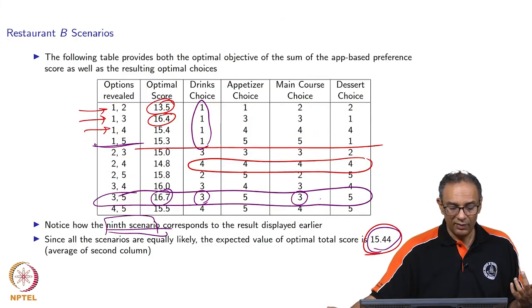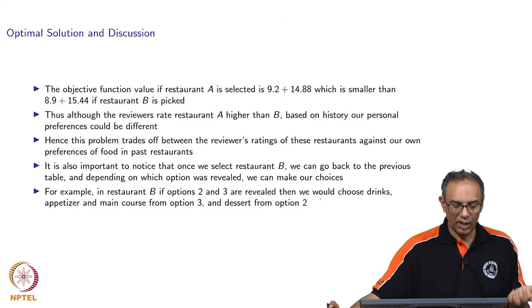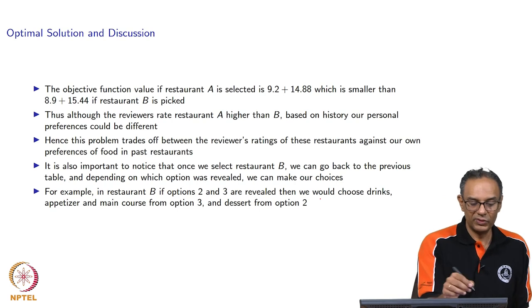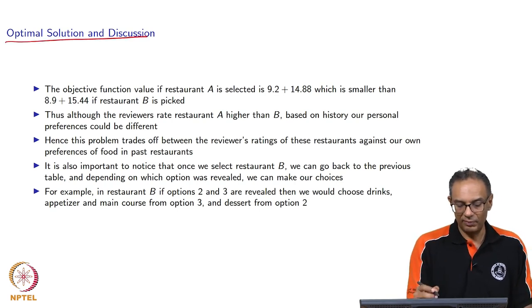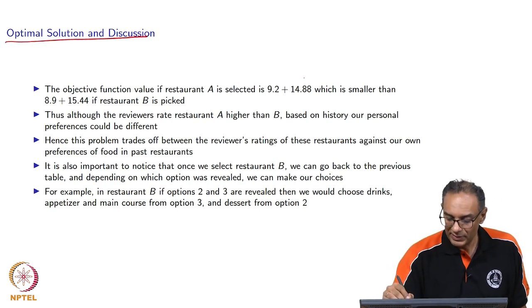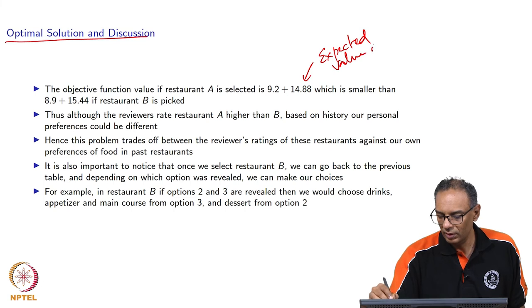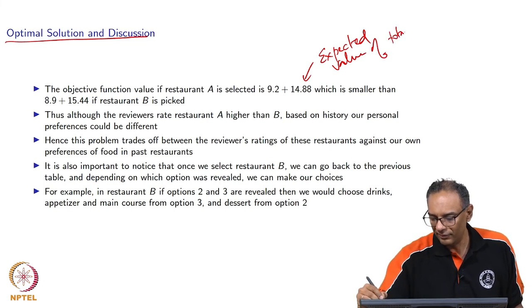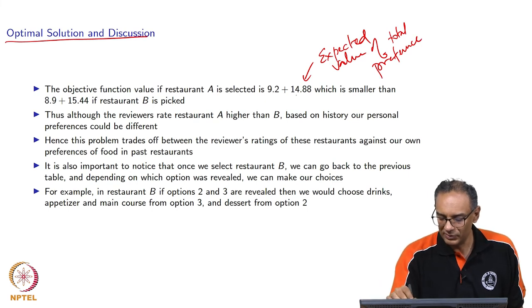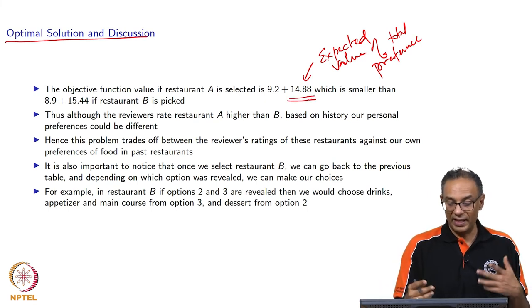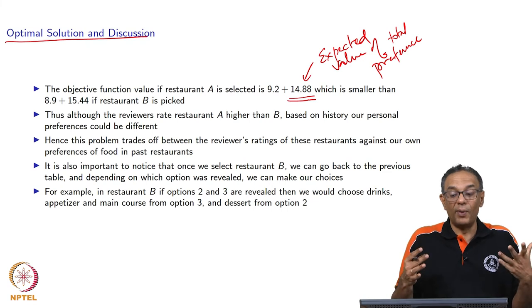All right, so now we move on and say, okay, now how are we going to solve this problem, right? We need to solve the problem. So we have two choices. This is the expected value of total preference. And the maximum number this could be is 20. So out of 20 on average, I'm going to get 14.88.